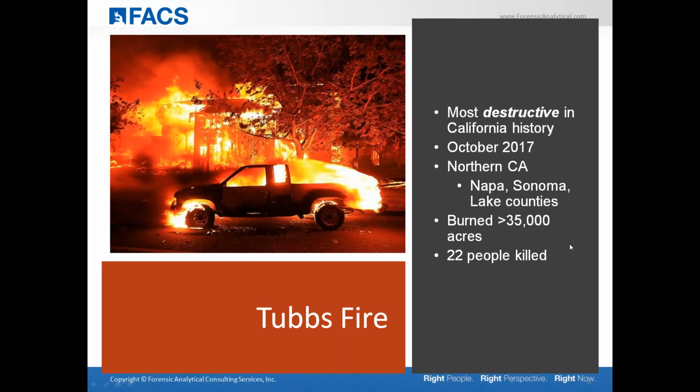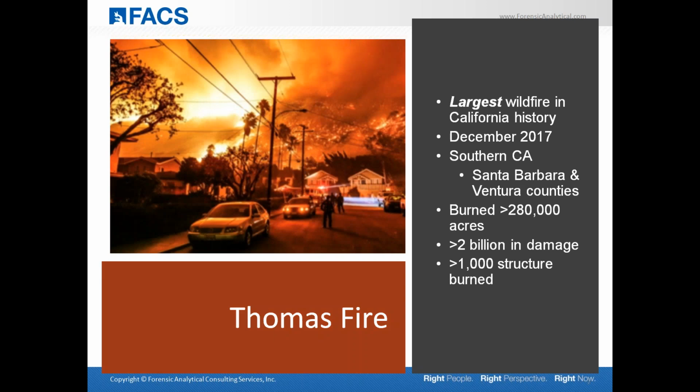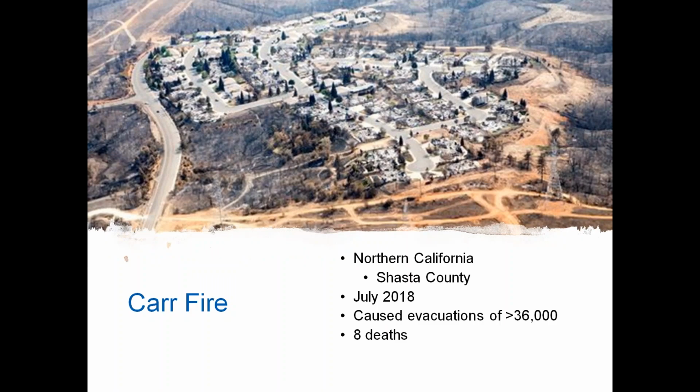The most destructive fire in California history was awarded to the Tubbs Fire, which occurred in Northern California. It burned over 35,000 acres and was responsible for over 22 deaths. Here in Southern California, we had the Thomas Fire, which occurred in Ventura and Santa Barbara counties, and it's listed as the largest wildfire in California history, where it burned over 280,000 acres and destroyed over 1,000 structures.